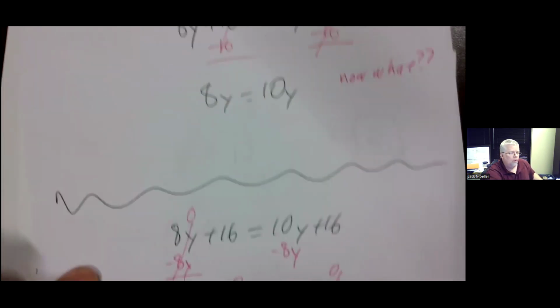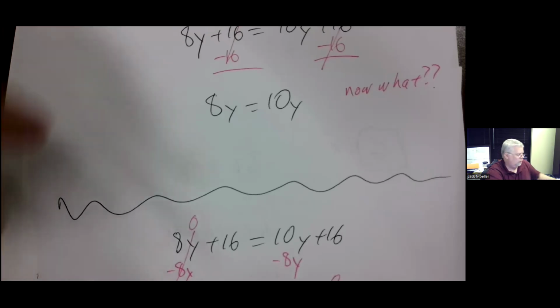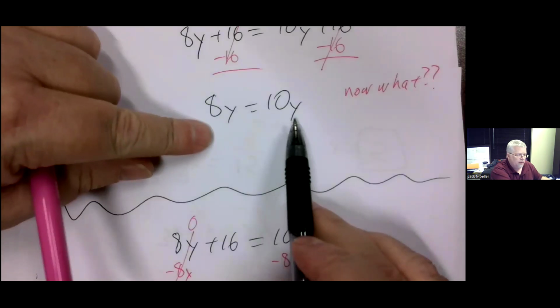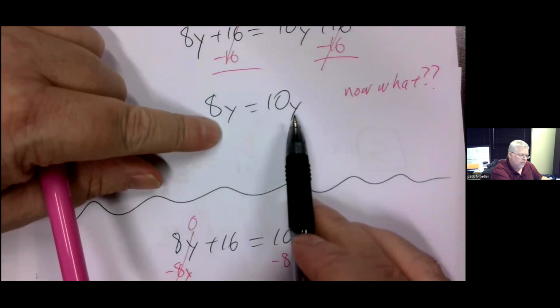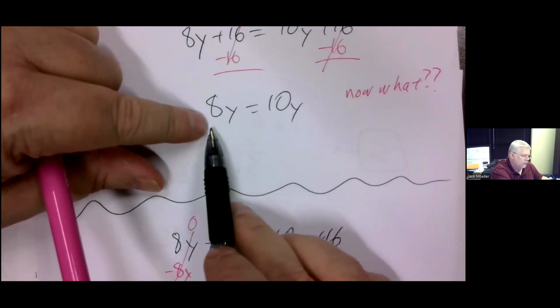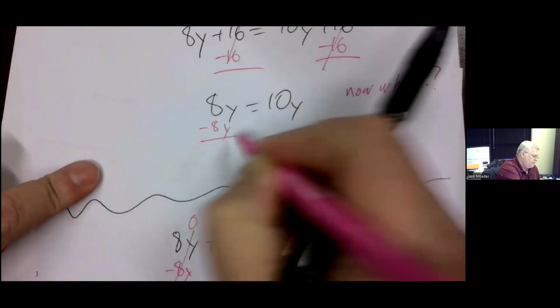Okay. Now, back up here. So what do we do from there? Well, if you're trying to isolate the variable, that means you need the variable on the same side. So if we're getting it to the right, what do we do? Well, we need to move this 8y over. So we're going to subtract 8y.